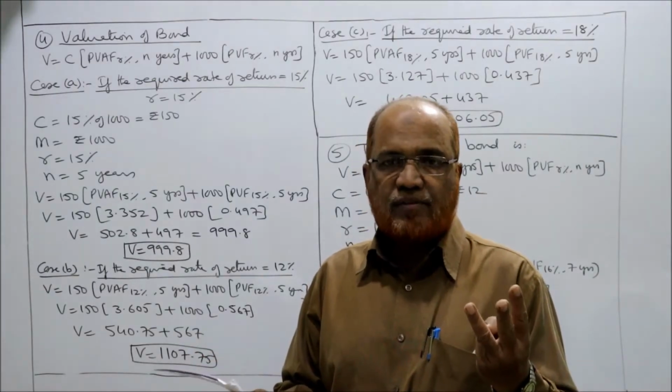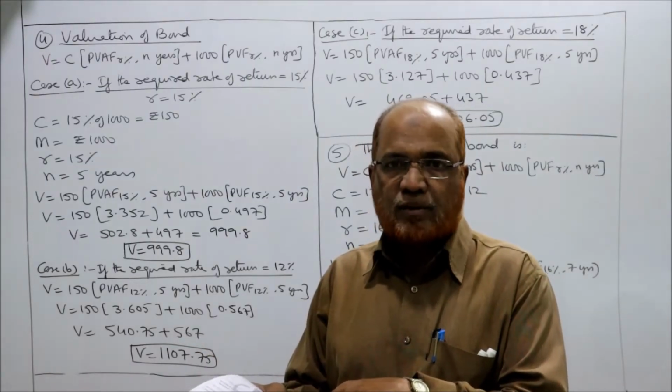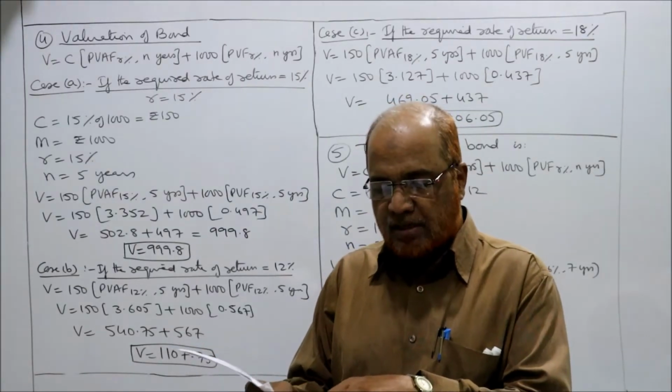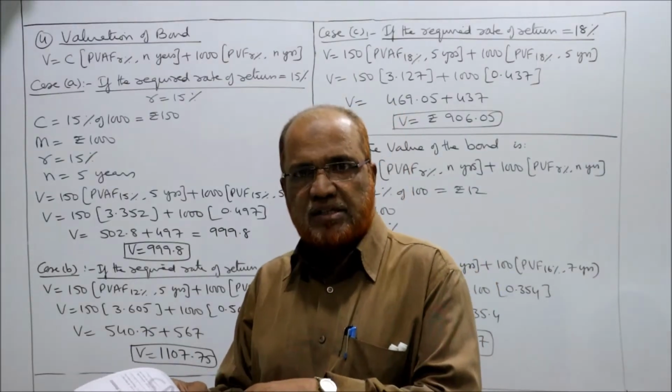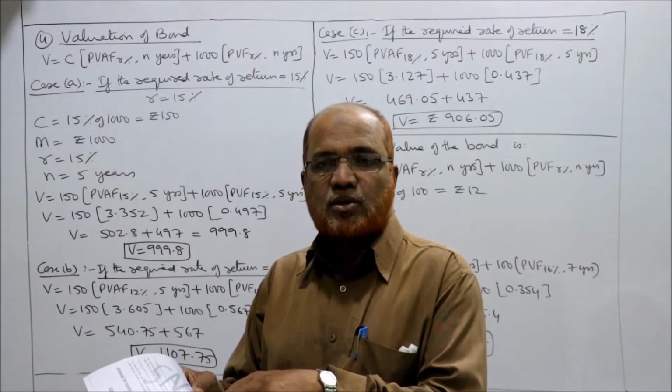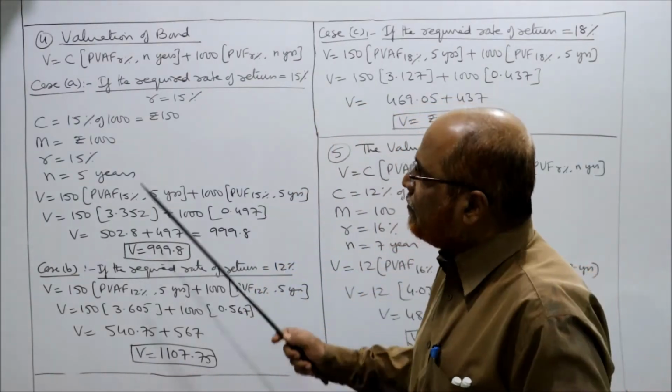3 cases we have. First case, when the required rate of return is 15%, what is the value of the bond? What is the value of the debenture? Second case, if the required rate of return is 12%, what is the value of debenture? Third case, required rate of return 18%. So here you can see the board.